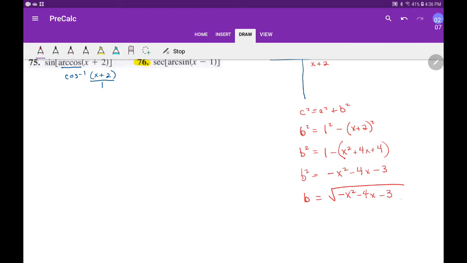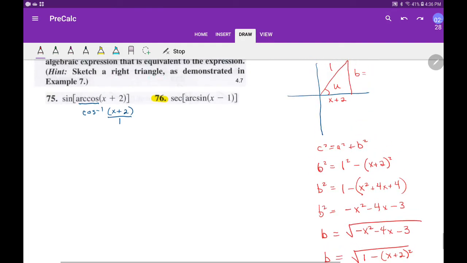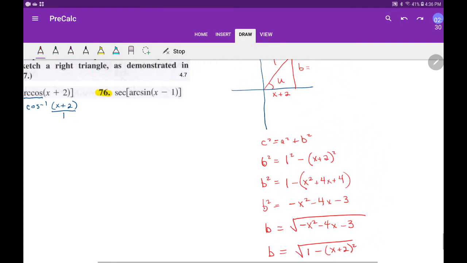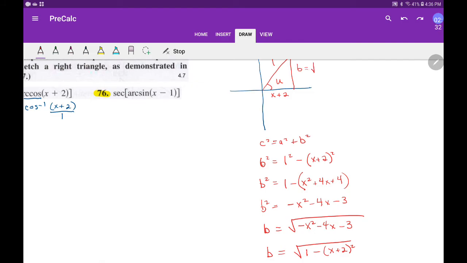I feel like I've gone too far, haven't I? I think I could have just said b is equal to the square root of 1 minus x plus 2. I think that would have been good enough right there. That's not my final answer, though. So let's just say that. Instead of going to all this trouble, let's just say the square root of 1 minus x minus 2 squared.